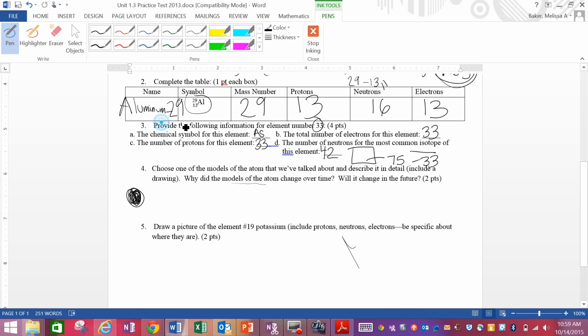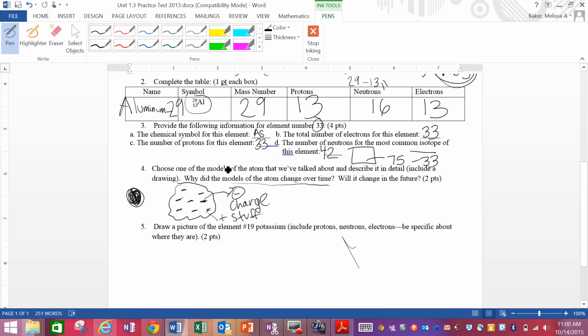Then, with new technology, they used something called a cathode ray tube and made the plum pudding model because they found that every single element has something negatively charged in it. So they said, okay, it's like plum pudding. The raisins are the negative charge, and the pudding is the positive stuff.